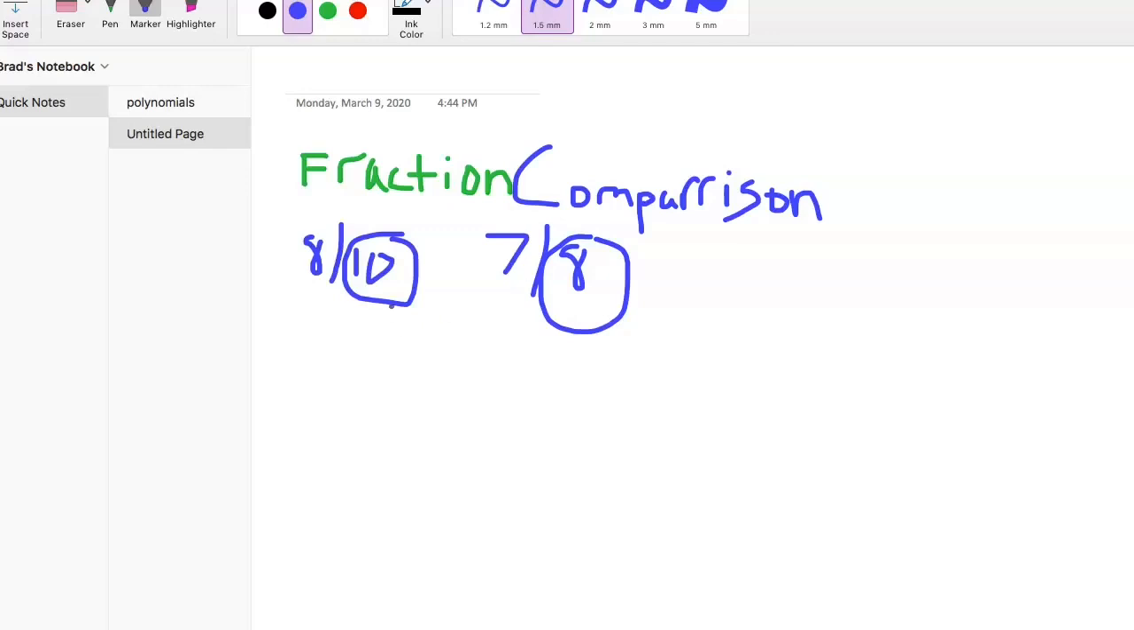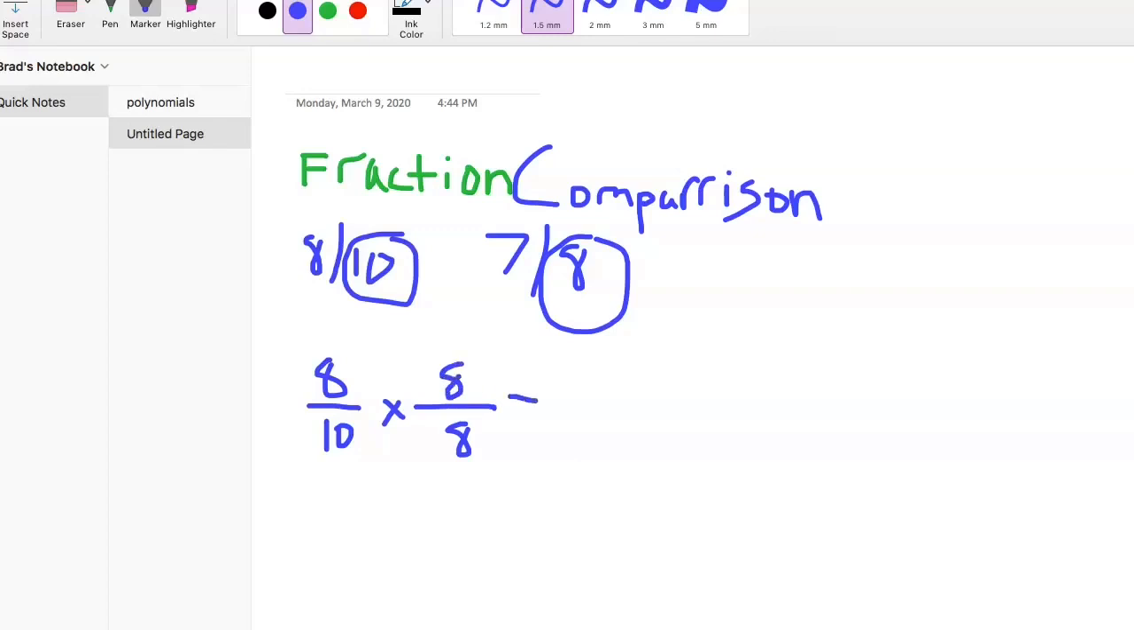Okay, and so if you're trying to get them the same, right, the easiest way is just to think, okay, I'm just going to multiply these two denominators together, right? So 10 times 8 is 80. And so I want 80 to be the denominator for both of these, right? So I start off with 8/10, right? And so if I want that denominator to be 80, then I need 8 on the bottom, because 10 times 8 is 80. And then whatever I put on the bottom, I have to put on the top.